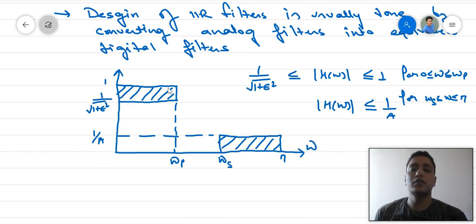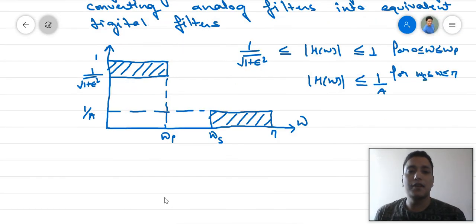The response characteristics will look like this. This is the relative specification of the filter. We will have a maximum gain of 1, with the attenuation in the passband being 1 upon under root 1 plus epsilon square, and 1 by A in the stopband.